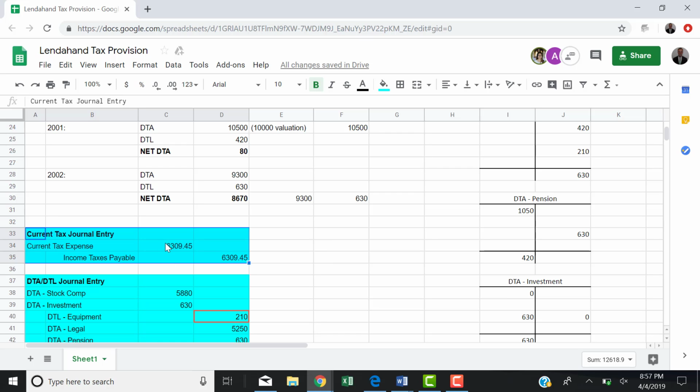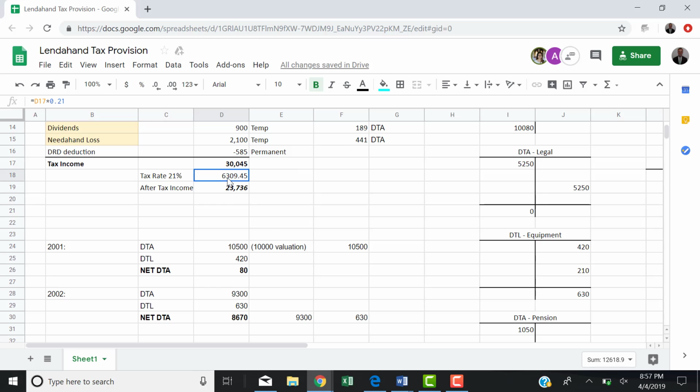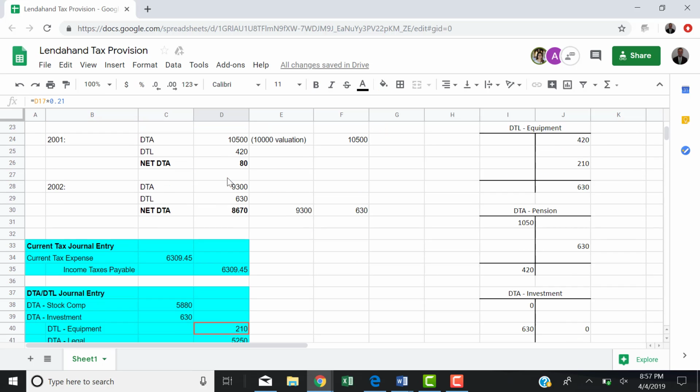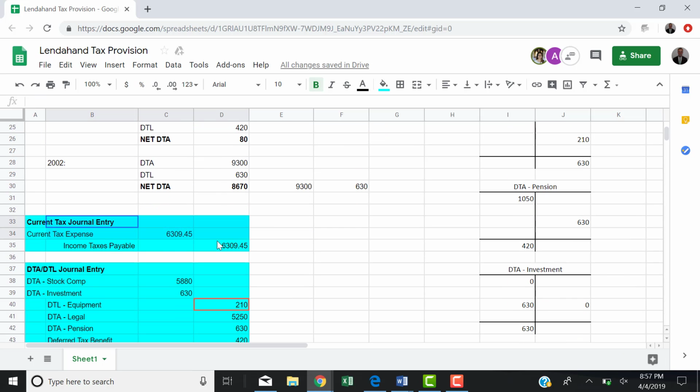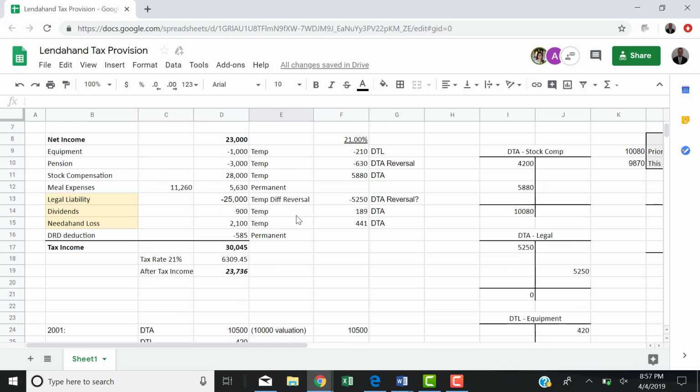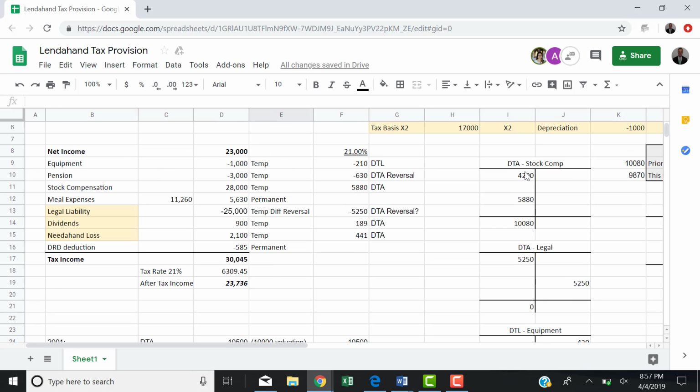We've got the current expense and the income tax payable. That goes up by that amount. That's what we get right here, tax rate, and that's our tax payable. So that's our first journal entry. Boom. Now, let's do our little T accounts.